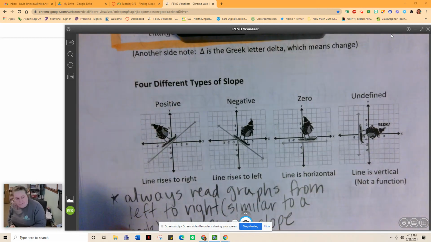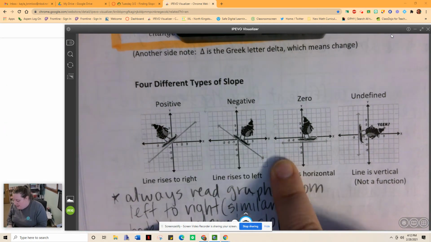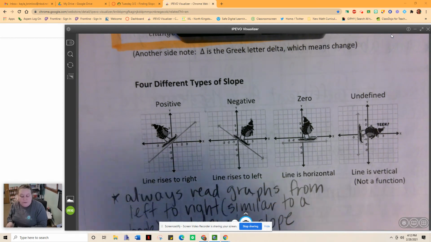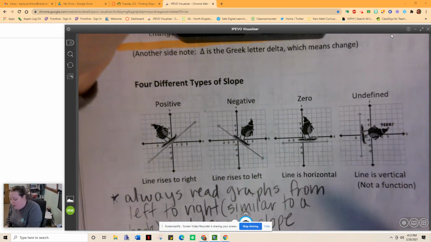And just like I said, there are several types of slope. We have positive, negative, zero, undefined. So just a few things to think about as we get into today's lesson.